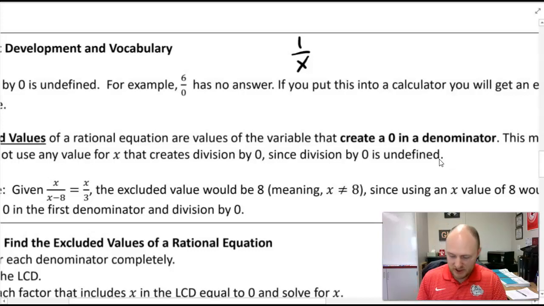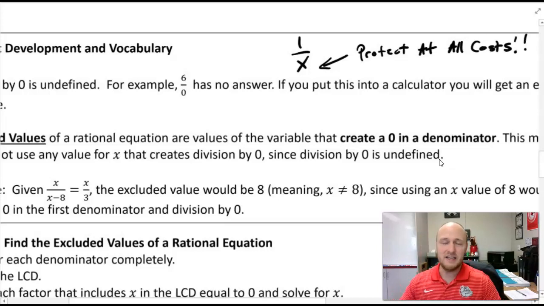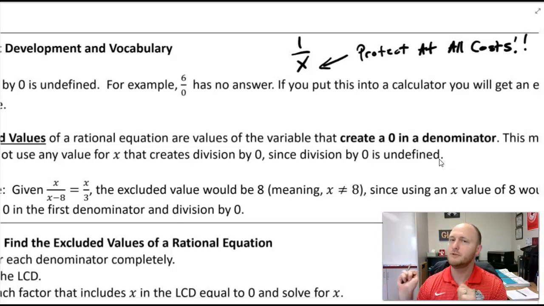We have to protect this denominator. Write this in your notes: protect that at all costs. It cannot be 0. You cannot plug a number in there that's going to make that denominator 0. Remember, this is like the equivalent of checking IDs at the door. What number are you? Oh, are you going to make my denominator 0? Oh, you can't come in.